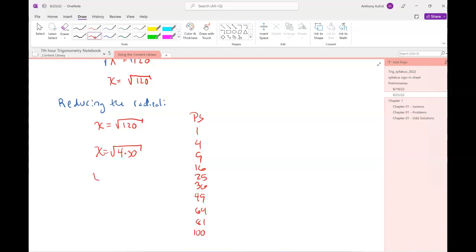And hopefully from your Algebra 2 class last year, you remember that you can break a radical at a multiplication or division sign. So the square root of 4 times 30 can be the square root of 4 times the square root of 30. And why is that beneficial? Because we know the square root of 4 is 2. Yeah, exactly right.